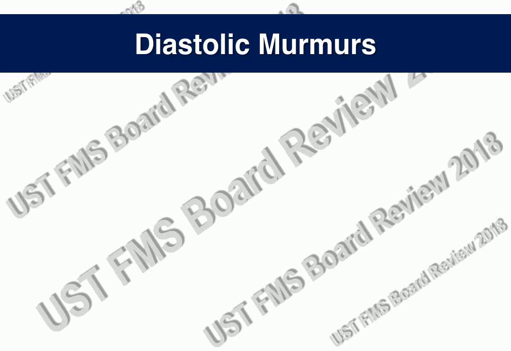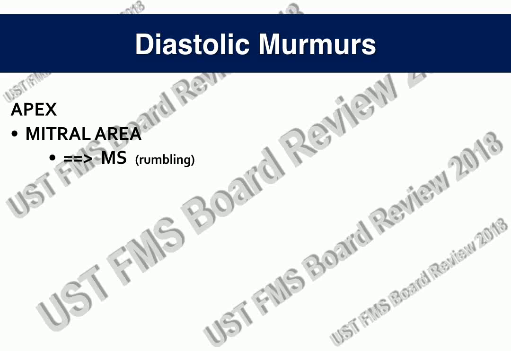Moving over to diastolic murmurs, at the apex, mitral area, imagine what the mitral valve should be during diastole. It should be open. And since you hear a diastolic murmur, then this murmur must correspond to a mitral stenosis. And a mitral stenosis leads to a diastolic rumbling murmur. That's the classic textbook description of MS.